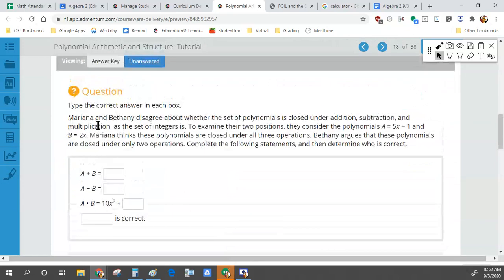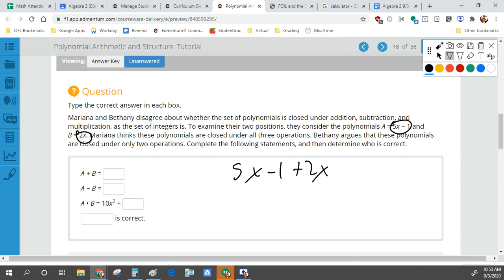So, for example, let's say we have this. We are going to do this multiplication and addition. So what this is saying here is we're going to add this plus this. We're going to add this a plus this b. So 5x minus 1 plus 2x. Okay, so we're going to have to add these and this. So we get 7x minus 1. That is a polynomial. So far we're proving that it's closed so far.